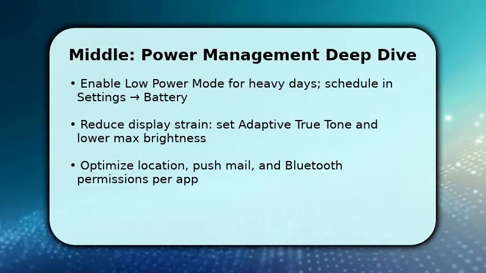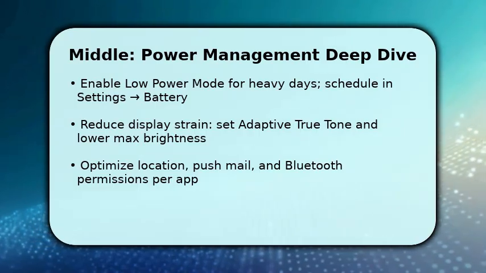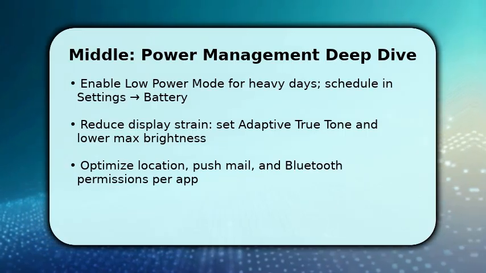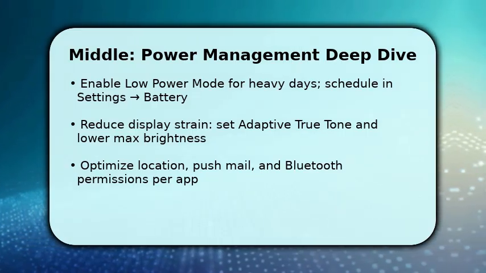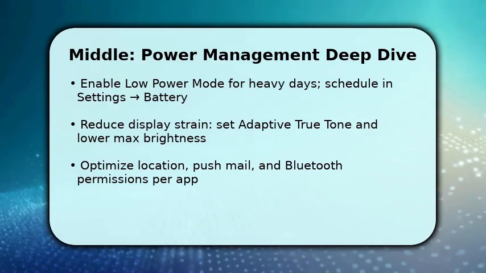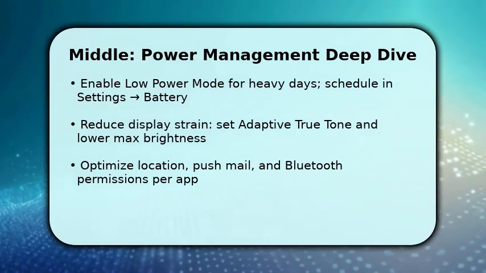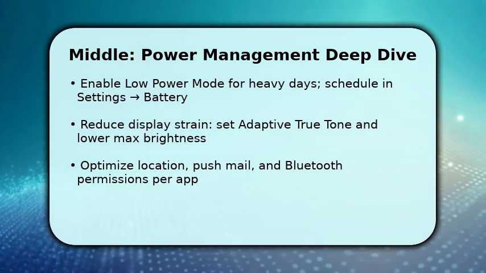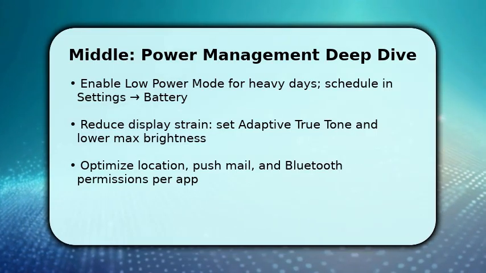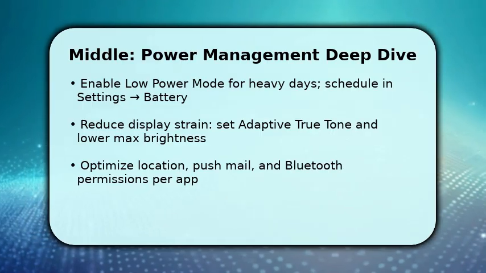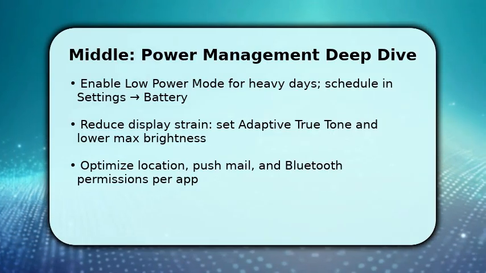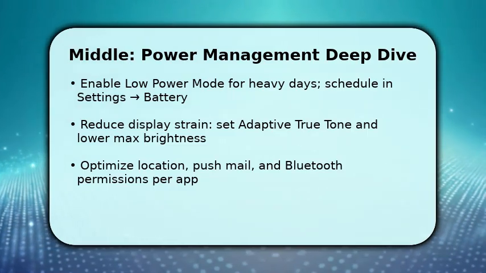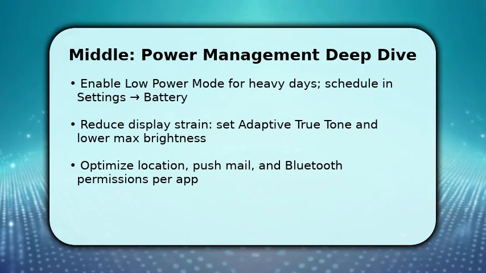Now focus on power management features and permissions. You should schedule low power mode for predictable heavy use days under Settings, Battery. It reduces animations and background tasks. Make the display power efficient by lowering max brightness and enabling adaptive True Tone. This preserves battery without ruining visibility. Then audit location services, mail fetch, and Bluetooth per app. Switch from push to fetch or manual where acceptable. These targeted changes cut significant drain while keeping the phone responsive for what matters.